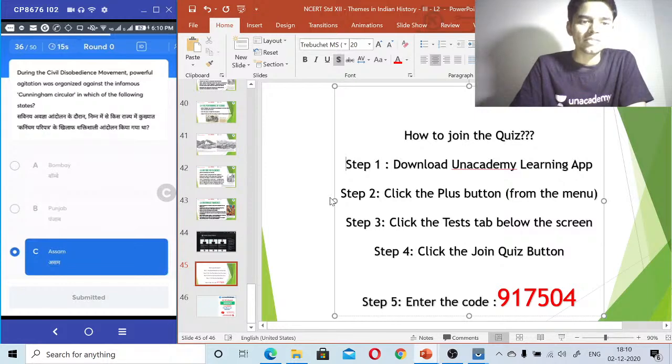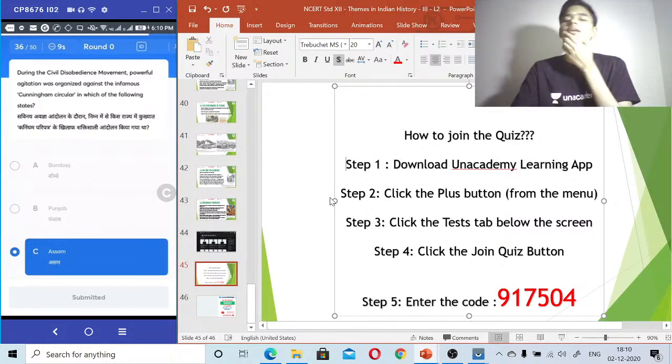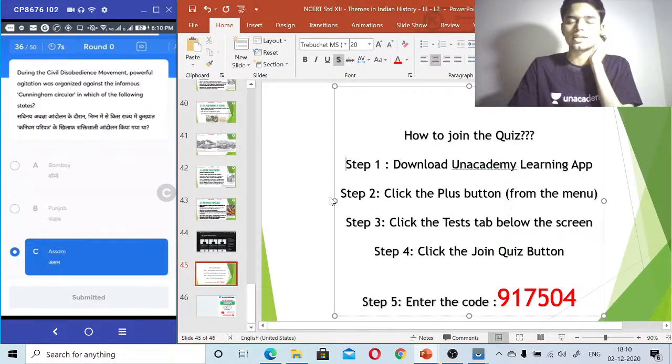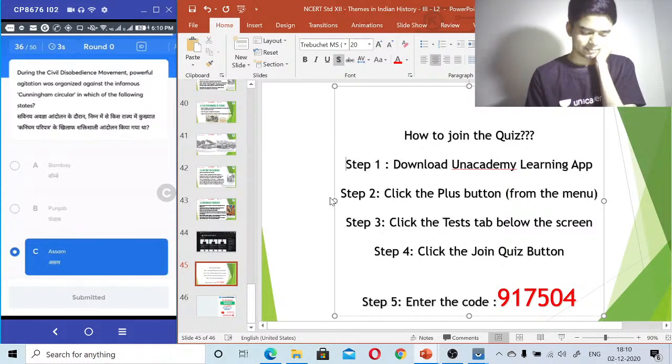Okay. Bombay, Punjab, Assam, Bengal. I have taken a class regarding Cunningham Circular in one of my NCERT classes. I hope you remember it. Yeah, time is up.